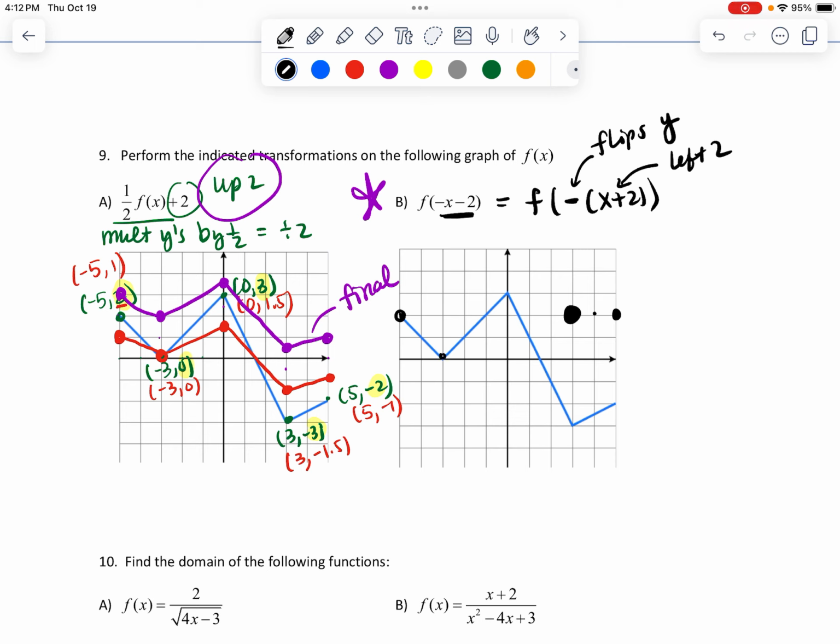Then I'm going to take this point right here, flip it over the y-axis, which is going to land me right here, but then I still need to move it left 2, so I'm going to go 1, 2. This is my next dot. I'm going to go ahead and start connecting them as I go so I don't lose track of what's going on. Okay, then taking this one, flipping over the y-axis stays in the same place, but then if I move it left 2, I'm going to end up here.